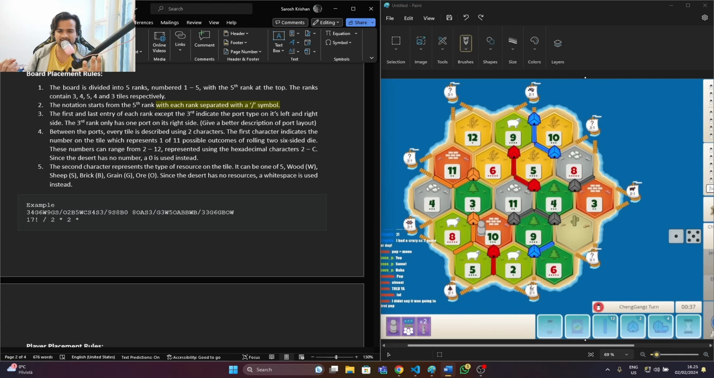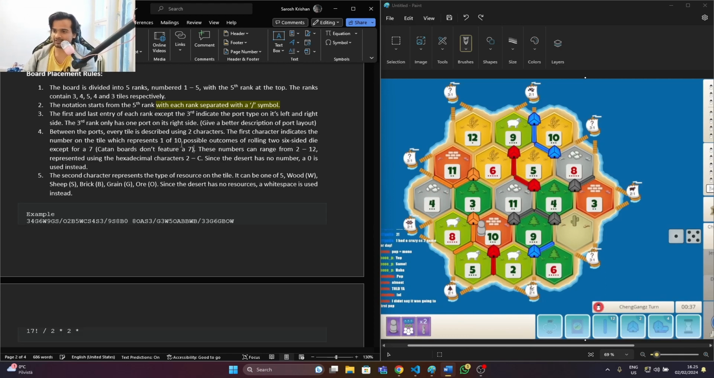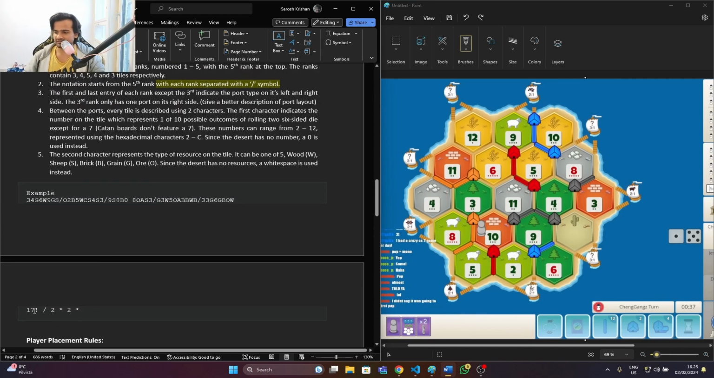Wait, 3, 4, 5, 6, 8. Oh, there's no 7. I forgot about that. Catan doesn't have a 7. So it's actually 10 different possible outcomes of rolling 2 six-sided dice, except for 7. Catan boards don't feature a 7. How did I forget about that? Okay, I'm sorry. So it's actually 10 plus 5, so it's 15 different things plus a desert.